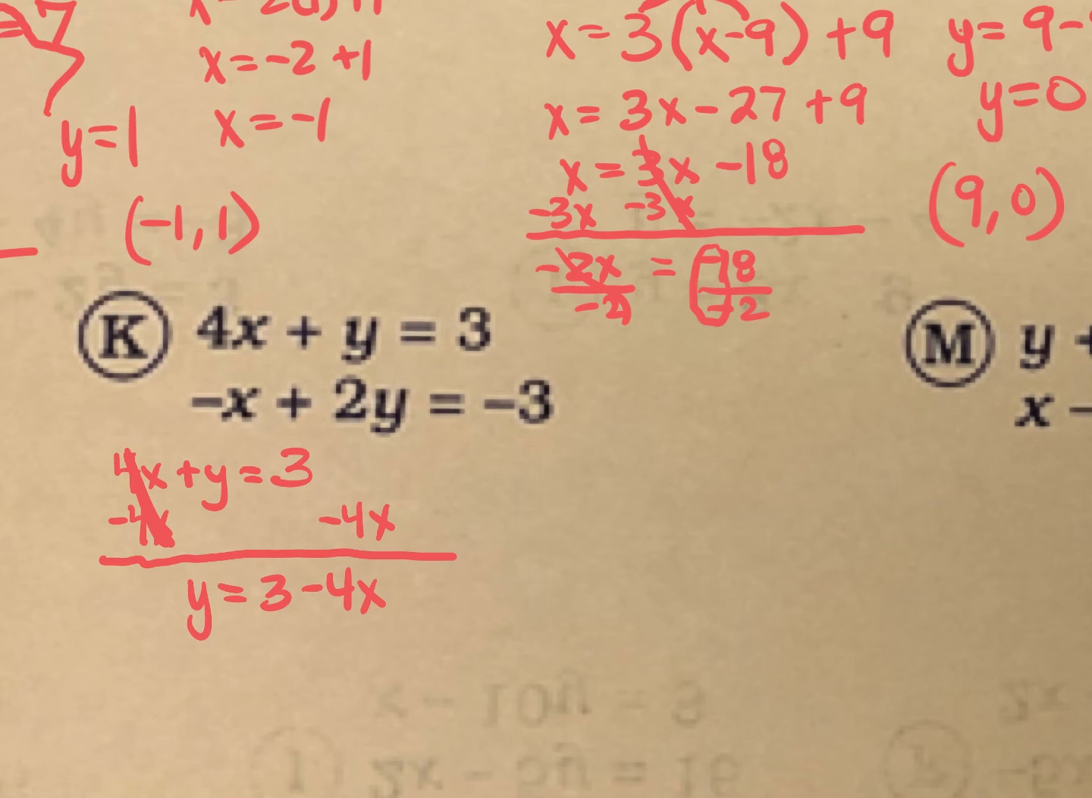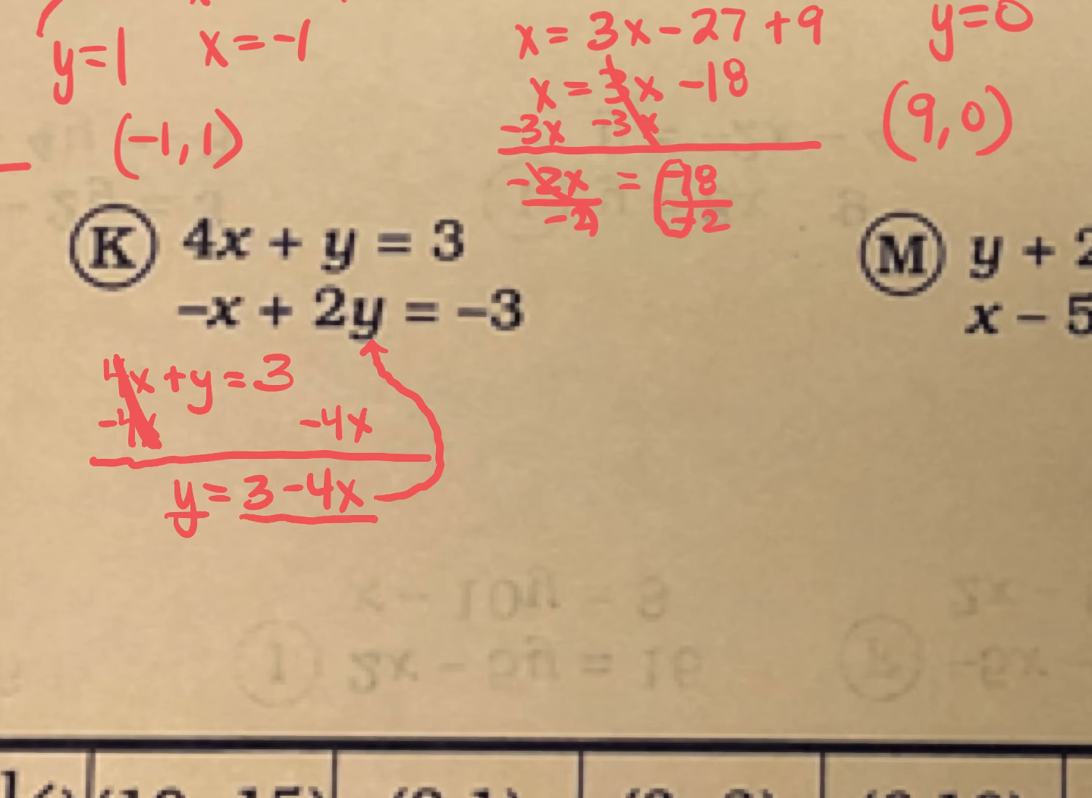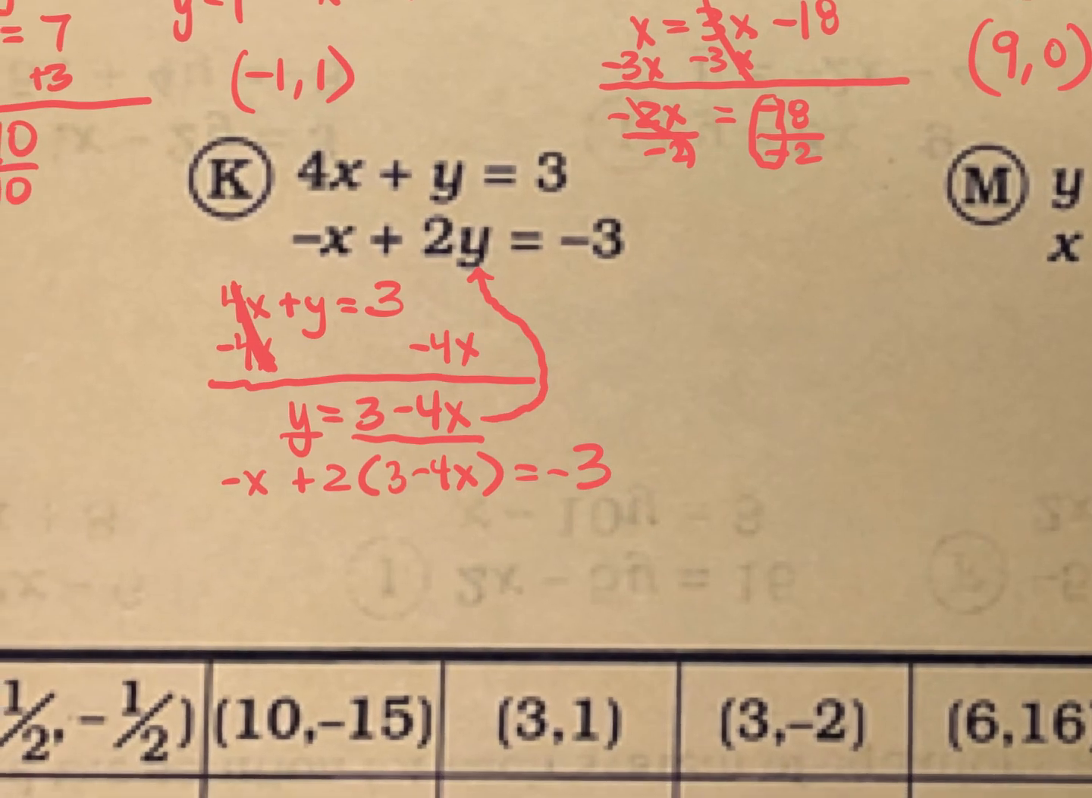Now I'm going to plug this y into this equation for this y. Because now I know y is equal to 3 minus 4x. So I have negative x plus 2, and instead of y, I'm going to say 3 minus 4x equals negative 3. Okay, let's see. Negative x plus 6 minus 8x, because this positive times a negative is a negative, equals negative 3.